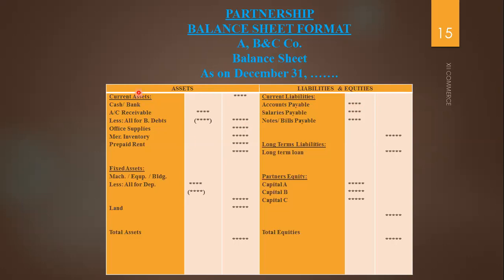In current assets, we have cash, bank, account receivables, less allowance for bad debts. Then you will get the book value over here. Remember, you also have to deduct the allowance for bad debts from account receivable to get the book value. Then office supplies, merchandise inventory. Only the closing merchandise inventory will be treated in the balance sheet. Prepaid rent, and this is your total current assets.